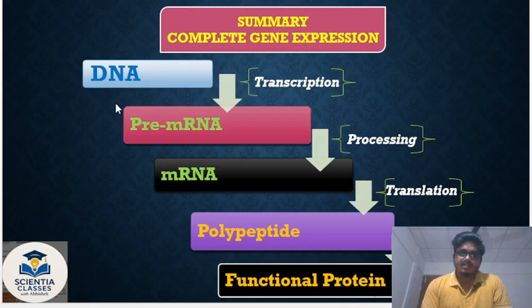So here is the summary of complete gene expression. Here is the overall picture. DNA makes pre-mRNA. After that, pre-mRNA will make mRNA. This process is called transcription. After that, mRNA to polypeptide chain, and polypeptide to functional protein. This process is called translation.